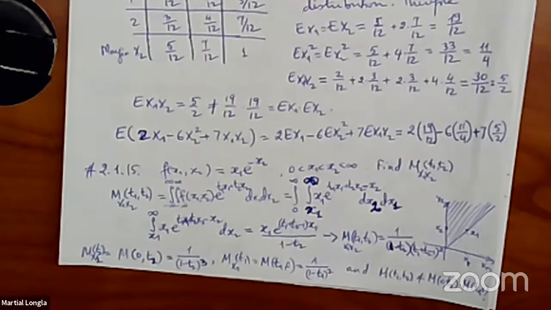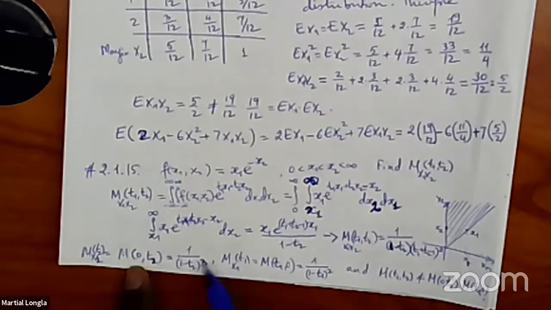And if at this point you want to plug in a number and you find a contradiction, that means your answer is wrong. Because you know that when you plug in 0 for t1, you get the moment generating function of x2. And when you plug in 0 for t2, you get the moment generating function of x1. And in this problem, they exist. So you can't say you can't plug in 0, because if you cannot, then your answer is probably wrong. Does that make sense?